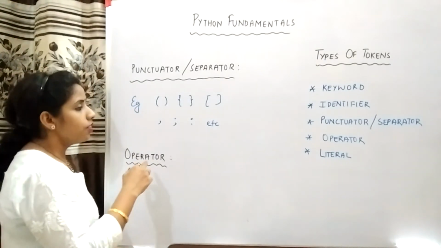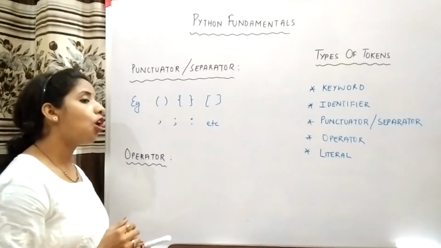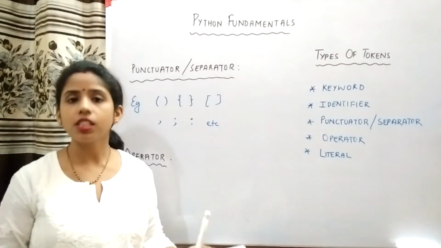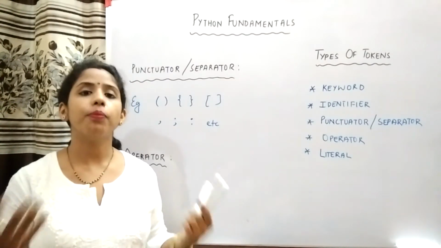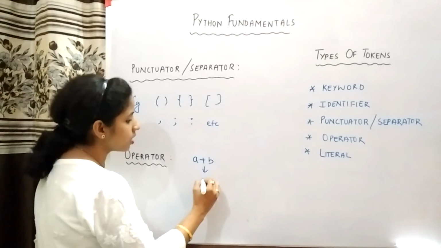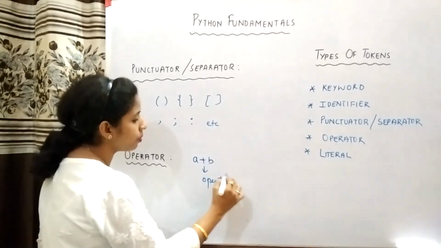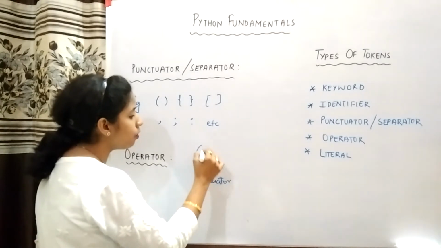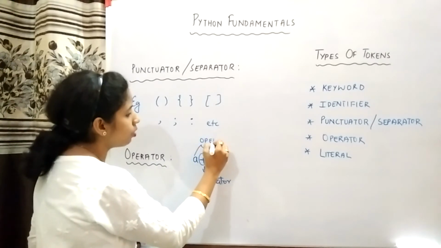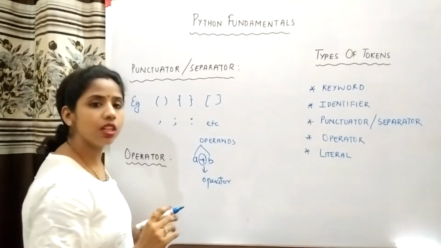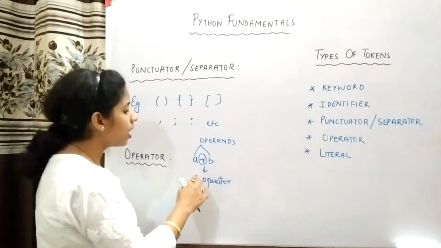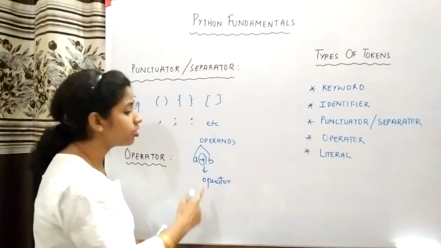And the fourth one is operator. Student, operator is a symbol that works upon its objects, that performs some kind of operation upon its objects. Like for example, if I write A plus B, then this plus is an operator here because it is performing the work or the function of addition over A and B. So in this expression, this A and B are called operands, means the objects over which an operator performs its work are operands, and the symbol which performs this operation is the operator.